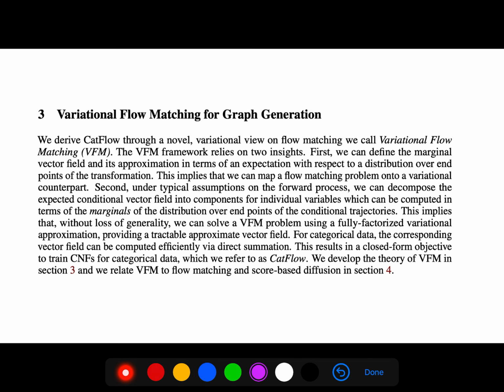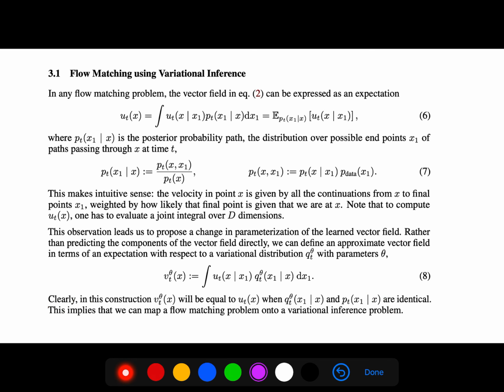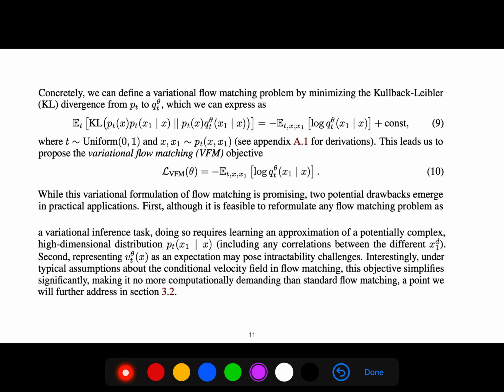But then the researchers noticed that we can rewrite everything. Just like a variational autoencoder, there is a latent variable Z. Now here you can condition on your latent variable, which could be x1. So again, if you rewrite the equations, you will see this term again, this KL divergence between these, which is interesting. That is the loss that we call variational flow matching.